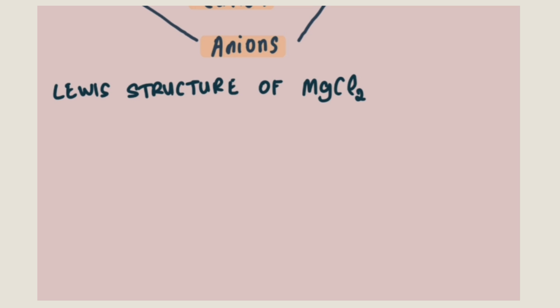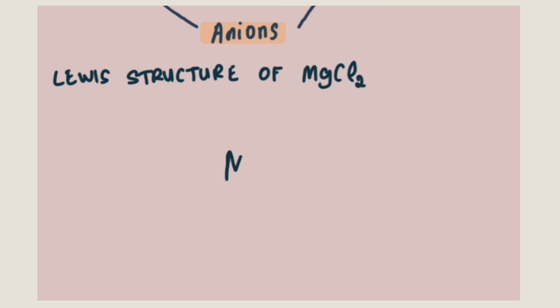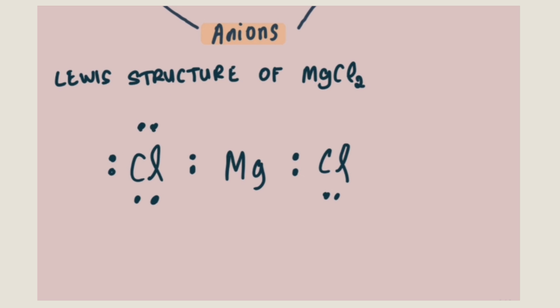Next, draw the Lewis structure of the ionic compound by putting the magnesium ion in the middle and the chloride ions at both sides of the magnesium. Lastly, complete the structure by putting in the valence electrons. This type of bond is called an ionic bond.